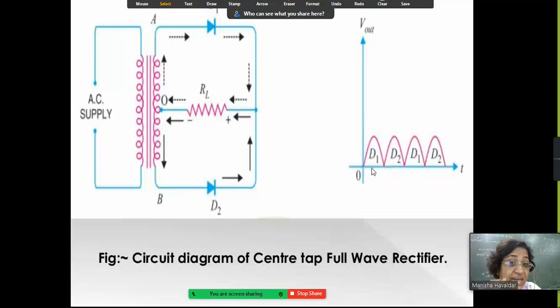So see that the complete full cycle of the wave is rectified, though across two different diodes it is rectified. That is very important. So it is called a full wave rectifier. Thus output voltage will look like this. So you get voltage throughout the complete cycle.